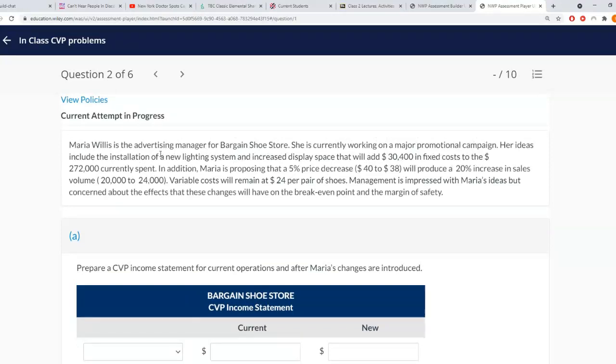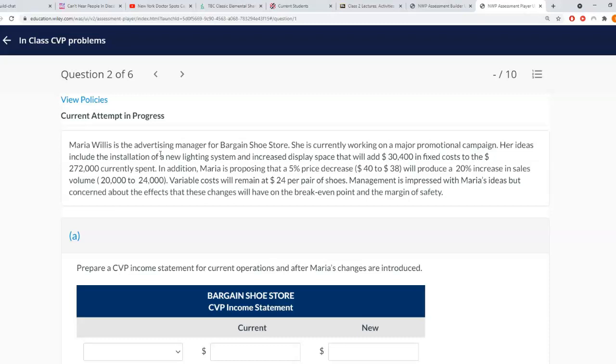So Maria Willis is the advertising manager of Bregain Shoe Store. She is currently working on a major promotional campaign. Her ideas include the installation of a new lighting system and increased display space that will add $30,400 in fixed cost to the $272,000 currently spent. In addition, Maria is proposing that a 5% decrease in price from $40 to $38 will produce a 20% increase in sales volume, from 20,000 to 24,000. Variable cost will remain at $24 per pair of shoes.